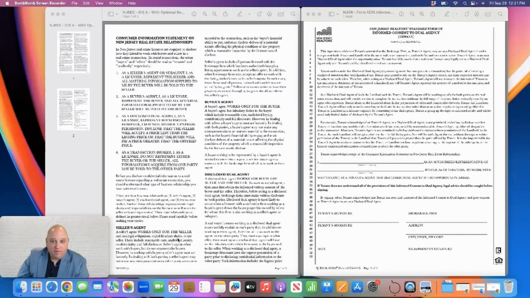There are several ways that a realtor can represent a tenant in a real estate transaction. And I just want to quickly go over the forms that are involved with this. These are disclosure forms that we have to present to customers when they're renting an apartment.